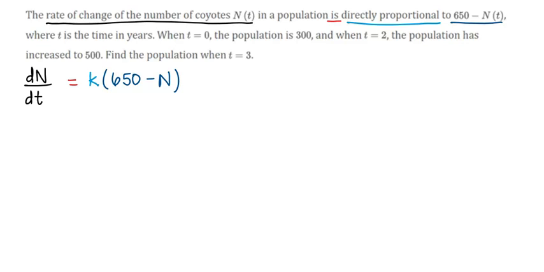The first thing we're going to do is get started and separate variables. So I'm dividing both sides of the equation by 650 minus n, so that all of my n terms are on the left side of the equation, and I'm multiplying both sides of the equation by dt. Now I'm going to integrate both sides.